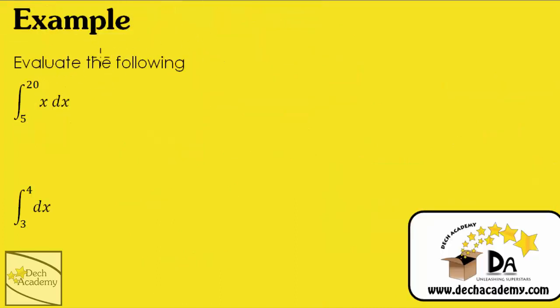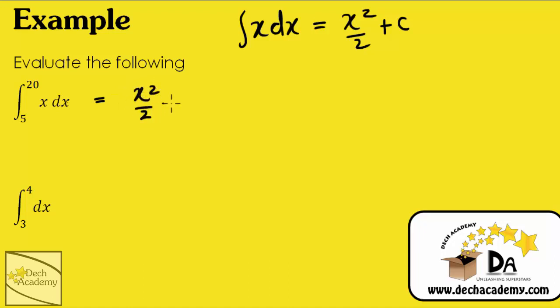So here's an example. We need to evaluate the following. The first expression says integrate x with respect to x with the upper limit of 20 and a lower limit of 5. So what do you do? You find the indefinite integral at first. So you just simply solve this, and that gives x squared over 2 plus an arbitrary constant. So that's what we're going to write here, x squared divided by 2 plus an arbitrary constant.